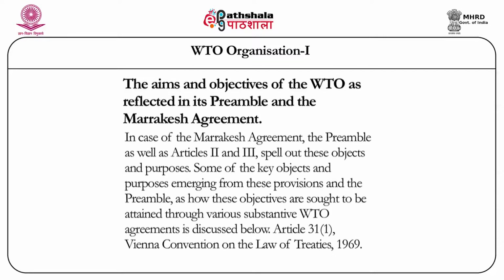In case of the Marrakesh Agreement, the preamble as well as Article 2 and 3 spell out these objects and purposes. Some of the key objects and purposes emerging from these provisions and the preamble, and how these objectives are sought to be attained through various substantive WTO agreements, is discussed below. Article 31, Clause 1 of the Vienna Convention on the Law of Treaties 1969.